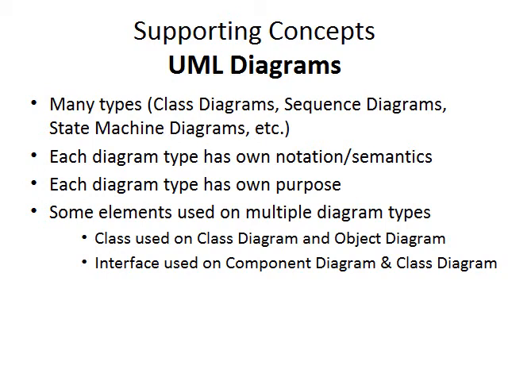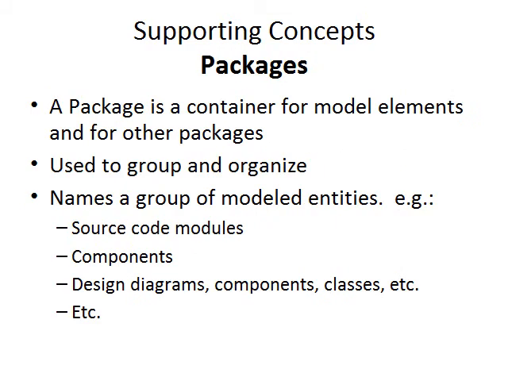Each diagram has its own notation and semantics. Each diagram has its own conceptual purpose. Some elements can be used on multiple diagram types. So, a class diagram and an object diagram might both be able to represent a class on that diagram. An interface might also be able to be used on a component diagram or a class diagram to indicate an interface.